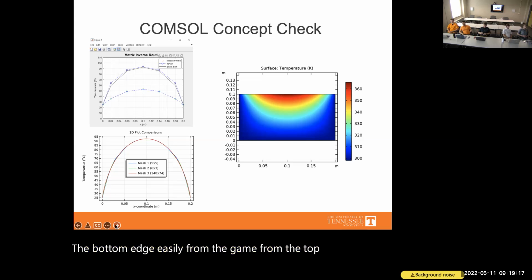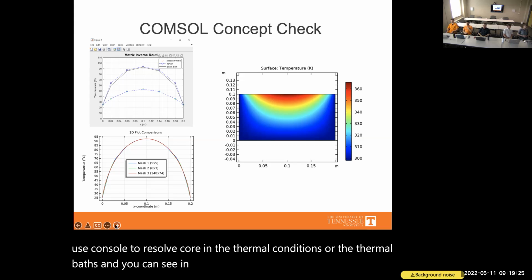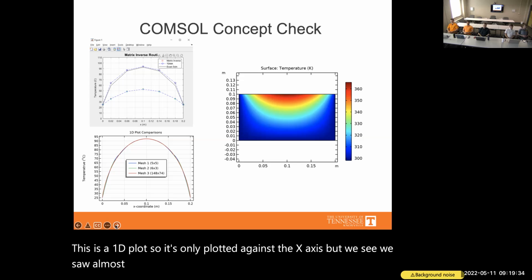And we used COMSOL to solve for the thermal conditions, or the thermal boundary layer. And you can see an almost identical result when going across. This is a 1D plot, so it's only plotted against the x-axis. But we saw almost identical results to solving it in MATLAB, which gave us an intuitive understanding and helped us understand how COMSOL worked.